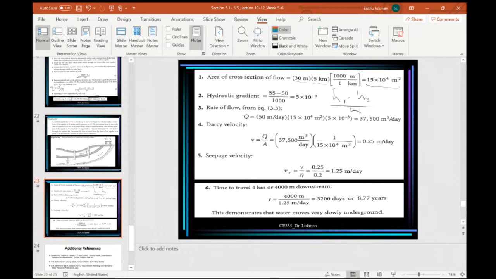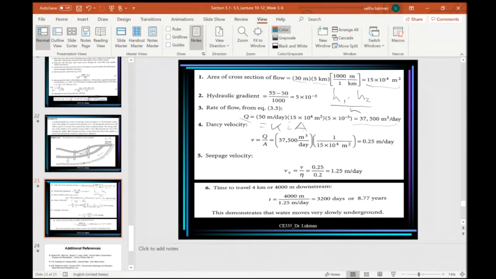The first part of the question is asking us to find the rate of flow through the aquifer, which is Q. So we use Darcy's law. Q is simply KIA. K, the hydraulic conductivity, is 50 meters per day. I, the hydraulic gradient, is already determined above. A is also determined above. So this is the flow rate in meters cubed per day.